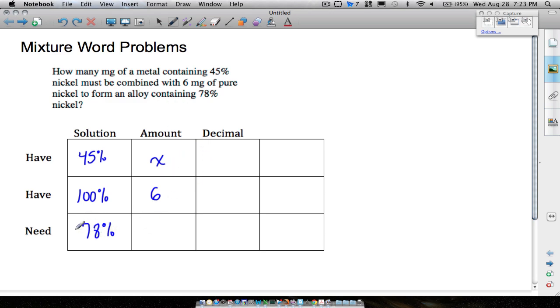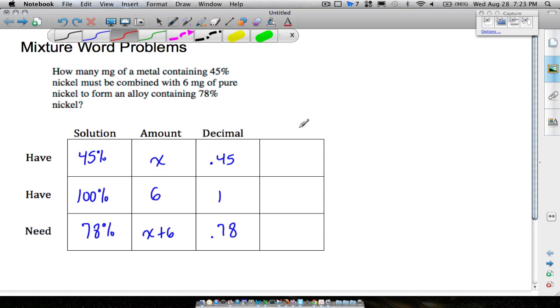Well, the amount that's going to make up this 78% is always going to be the sum of these 2 pieces. We're going to combine x milligrams of the 45% plus 6 milligrams of the 100% to have a total amount of x plus 6. You add these up. We want to convert our mixtures to decimals, so we have 0.45, 100% converts to 1, and 78% is 0.78. And then in this last column is where we're going to form our equations. So we want to find the products. The products are going to help us form the equation that we need to solve.